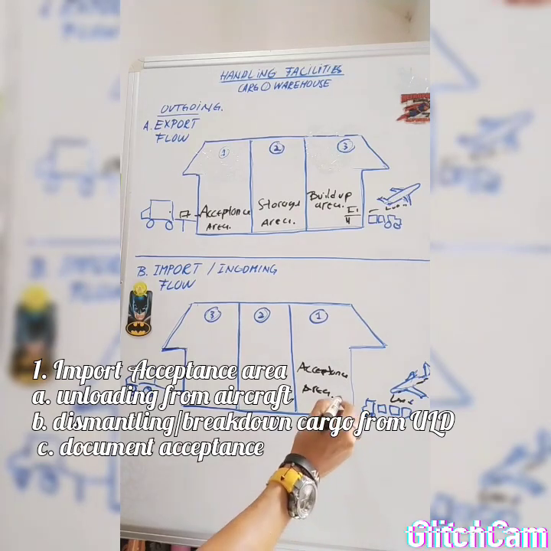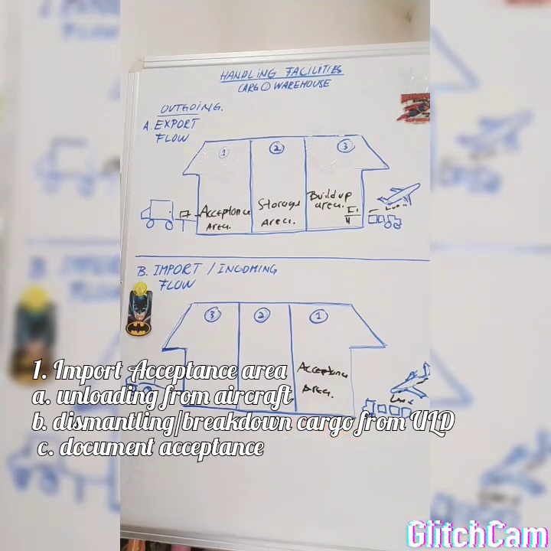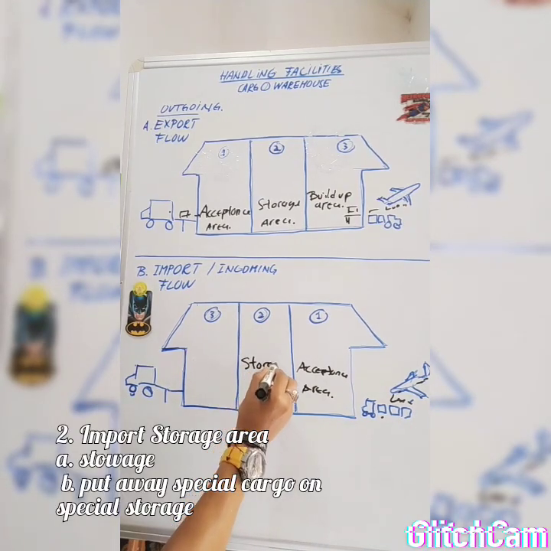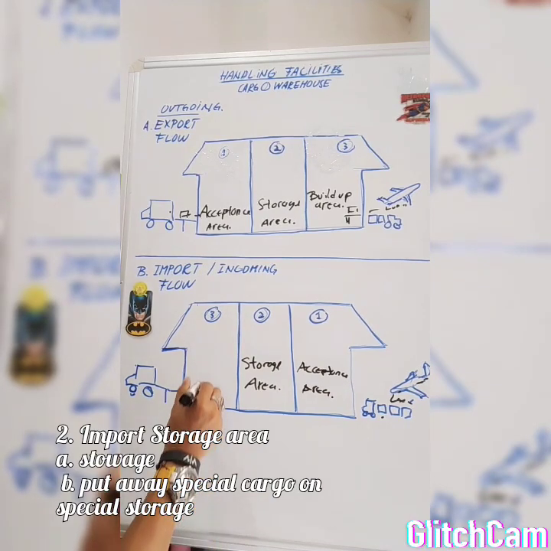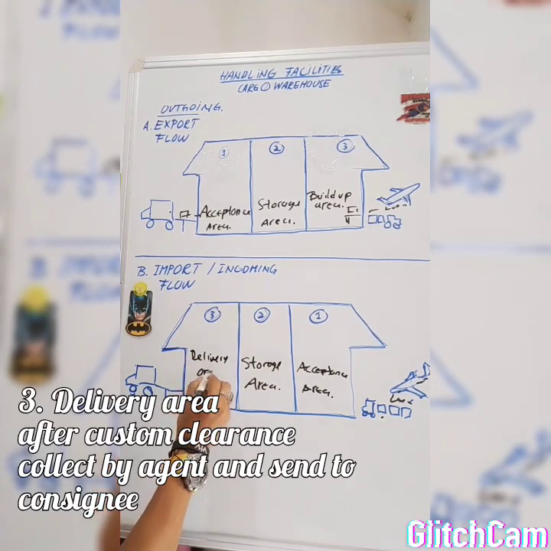So the cargo is dismantled here, then the second process or second area is the storage area, where the cargo is kept temporarily for clearance. And after that, the third one is the delivery area. The delivery area is this customs process here. There is a customs process after the shipment is ready, after clearance, then ready for delivery.